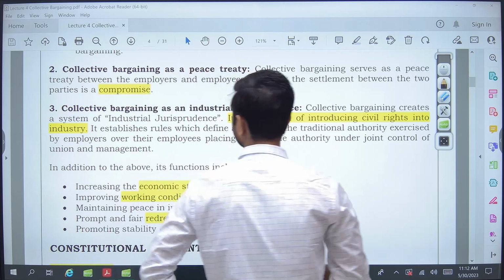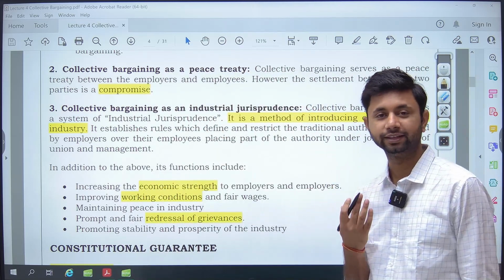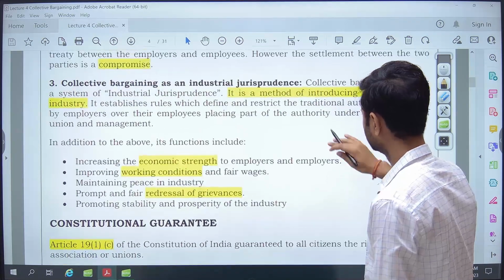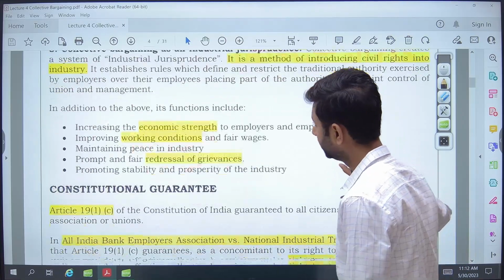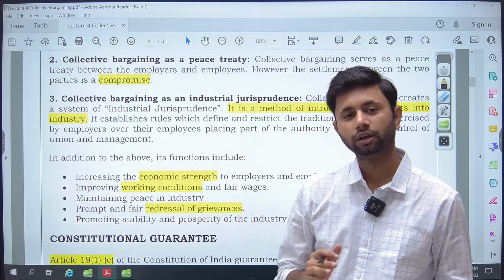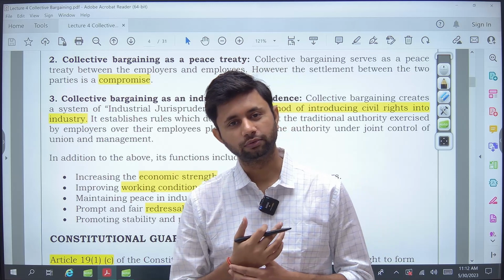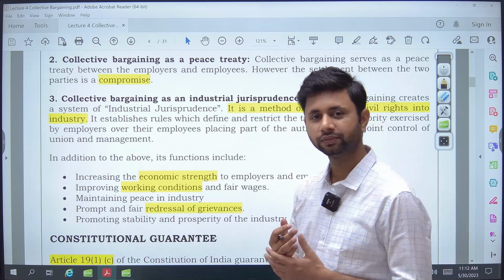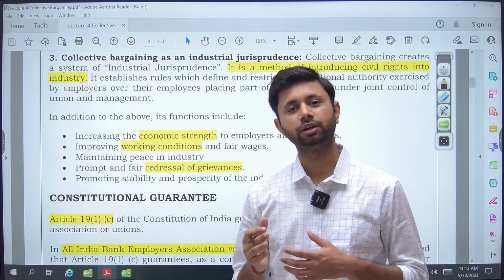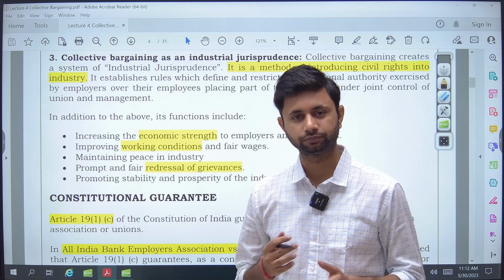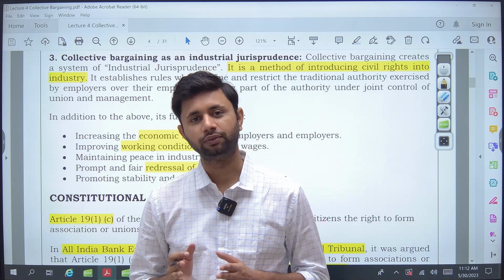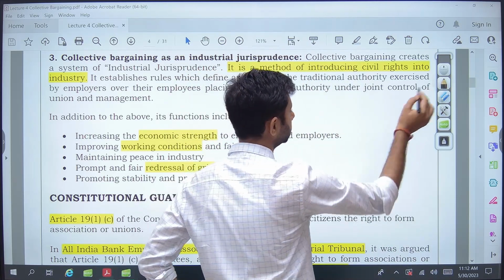Okay. Now we'll talk about collective bargaining as an industrial jurisprudence. Here we said that collective bargaining creates a system of industrial jurisprudence. What is industrial jurisprudence? That it provides civil rights to the workers. It establishes a system where the functioning between employers and workers works with a set of provisions that both have discussed. This we've already talked about.